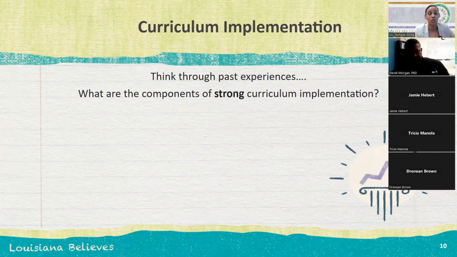So there are three key factors that we're going to go over today from past experiences and what we have learned when implementing new math curriculum. And everything that you all said fits in one of these categories. So the first is professional learning. We mentioned that explicitly, professional development for teachers. The second is clear expectations.